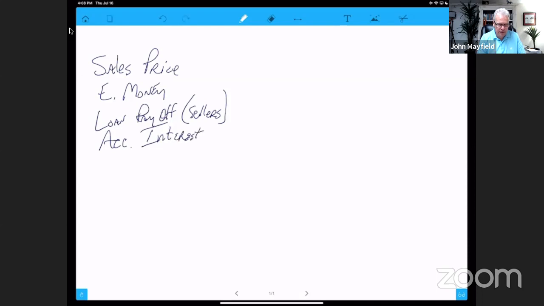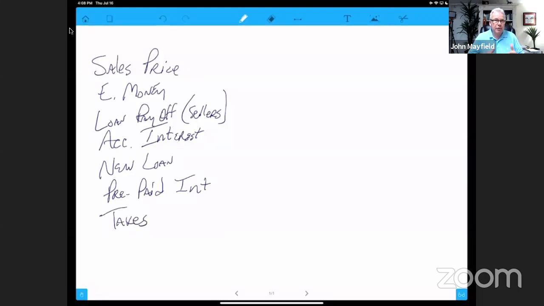And don't let any of this scare you. The other thing you're going to have is a new loan. And then they will also have some prepaid interest. And then you have taxes. I give you some problems with prorated homeowners insurance, but they're getting away from some of those questions, but it's still good to know. You could have a rent proration. And of course, you could have other prepaid items that could be involved as well.